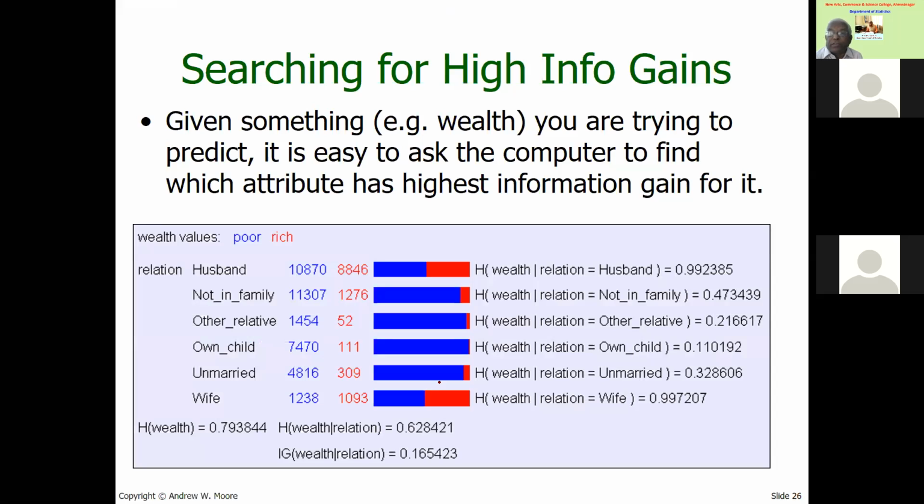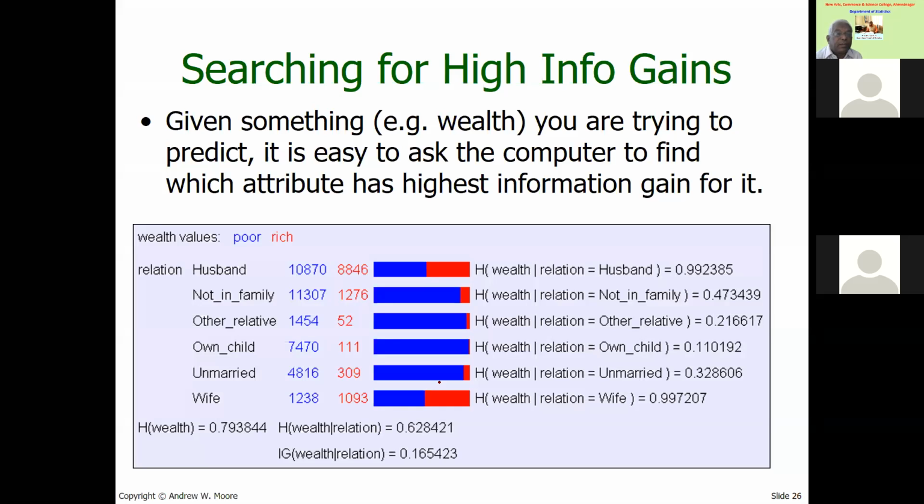Searching for high information gains. So let us see here. You will understand what is called information also. Given something, for example wealth, that you are trying to predict, it is easy to ask the computer to find which attribute has the highest information gain for it. Wealth values are poor and rich.